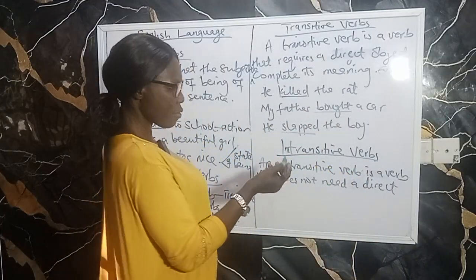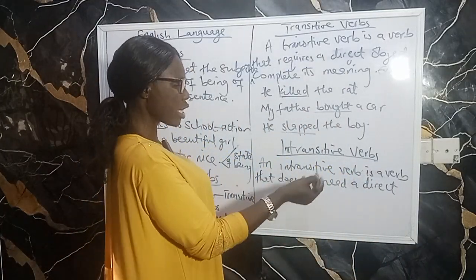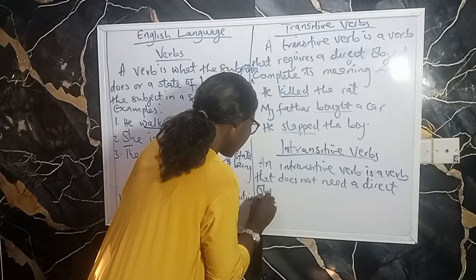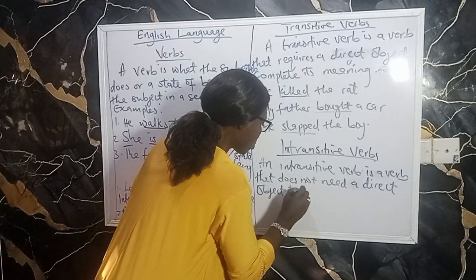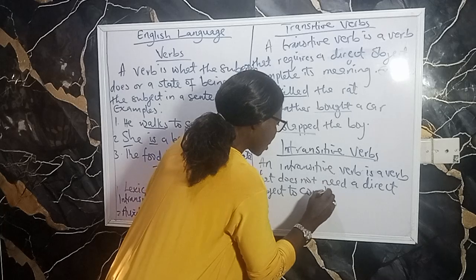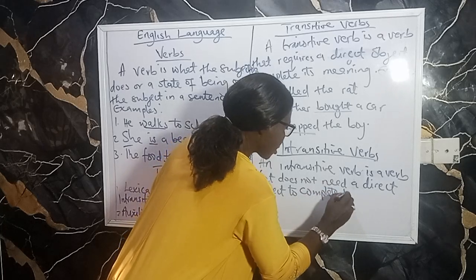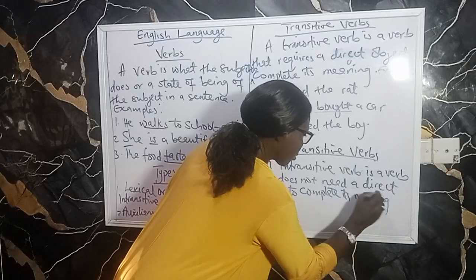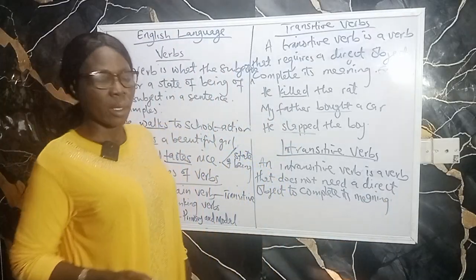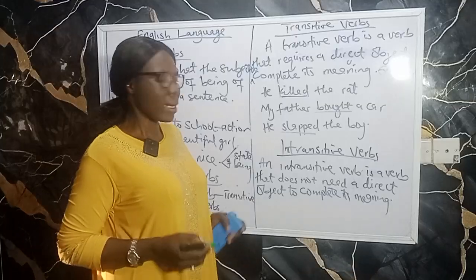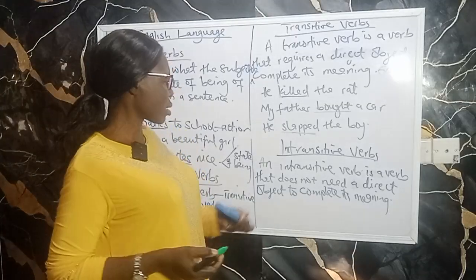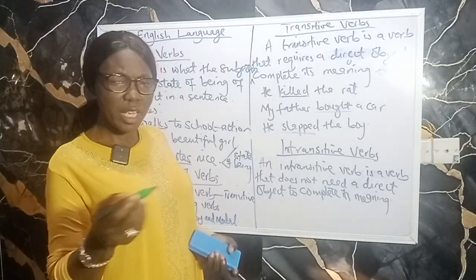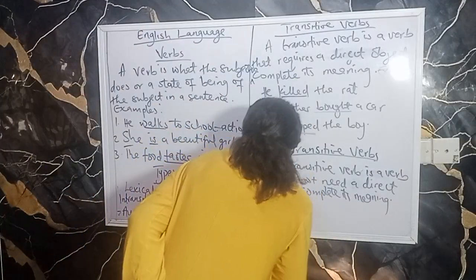An intransitive verb is a verb that does not need a direct object to complete its meaning. The meaning can be complete without a direct object. Let me give you examples.